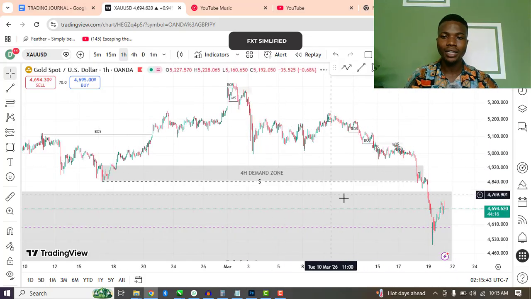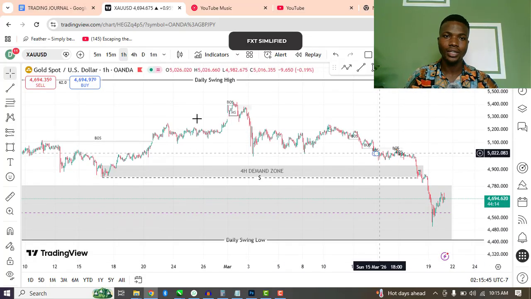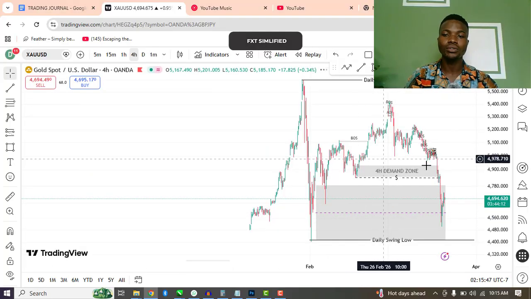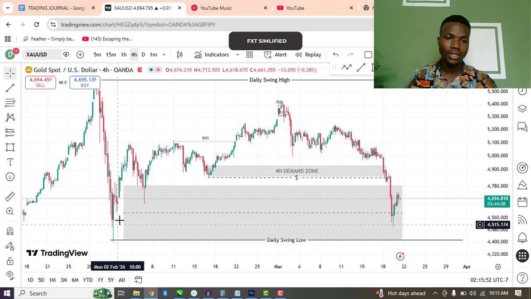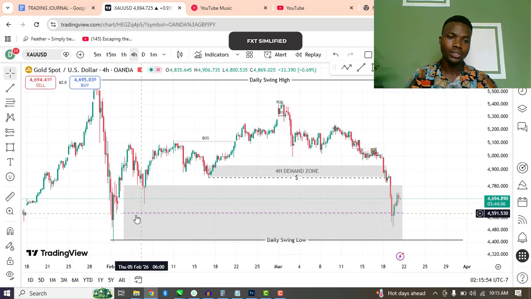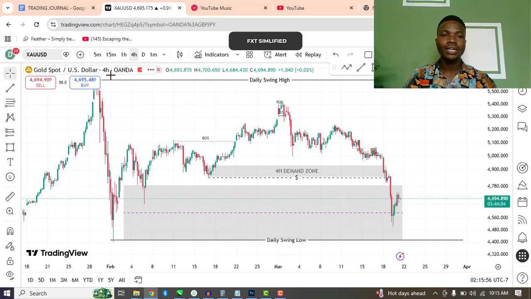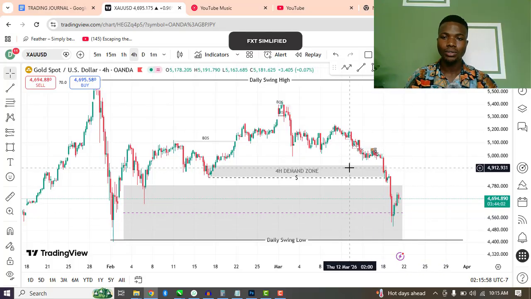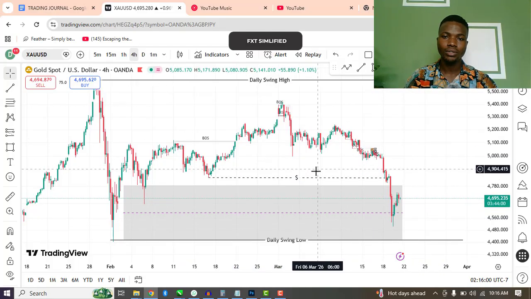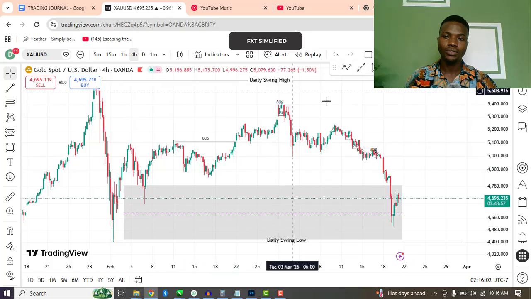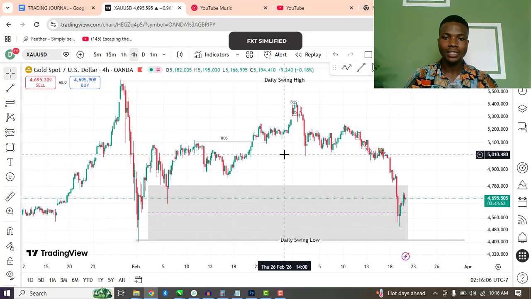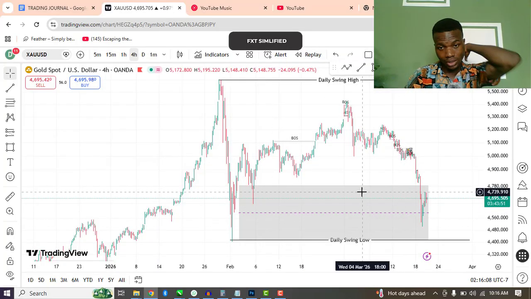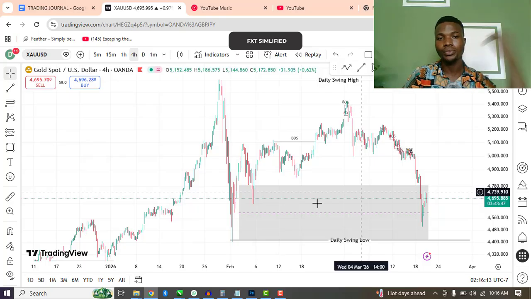I'm glad that price respected this zone. If you watched my previous video, you would understand that I was expecting price to retrace down to this demand zone right here. Since price has retraced all the way back to the demand zone, let us clear some things right here. Now, since price has moved all the way down here, let us see if we can look out for our buy setup.